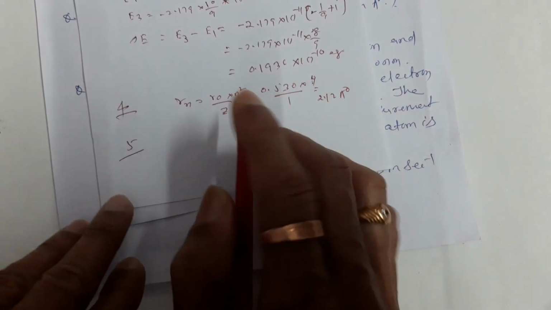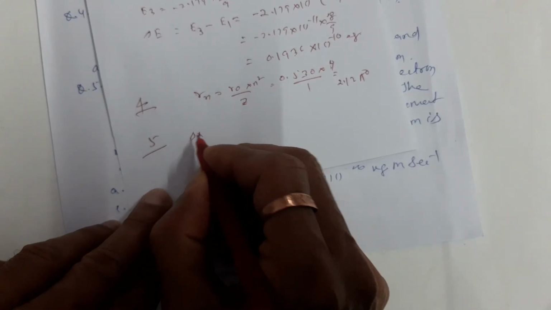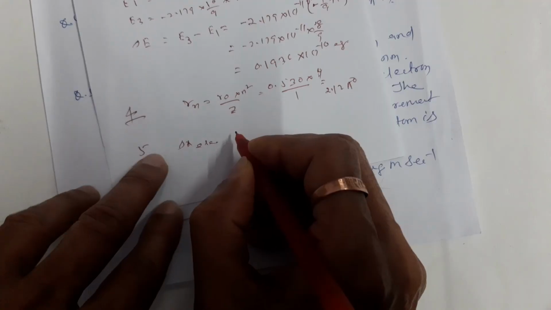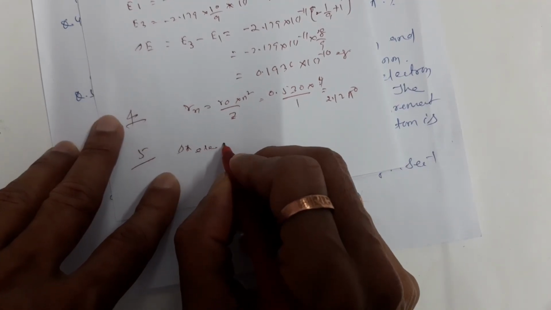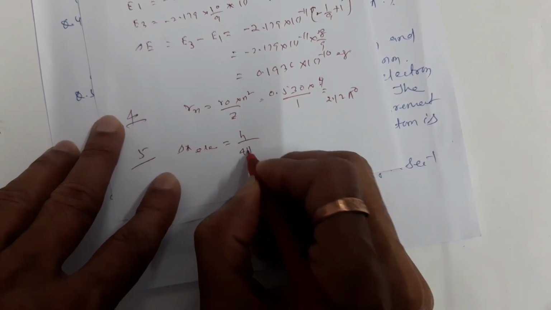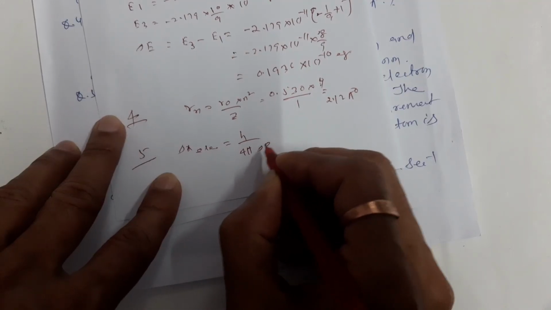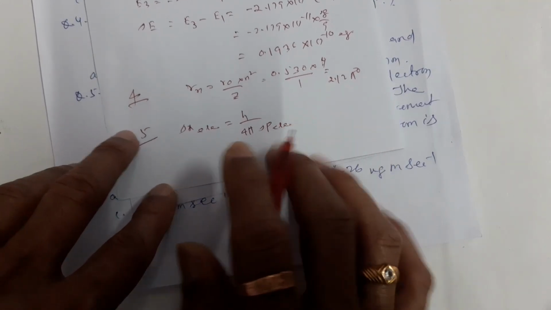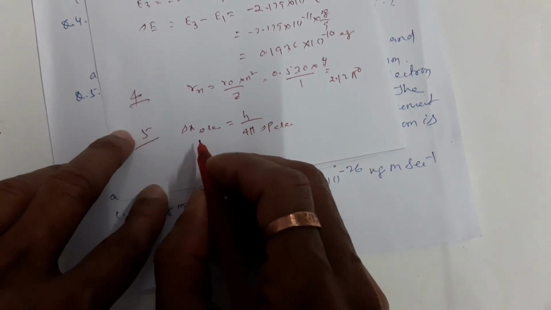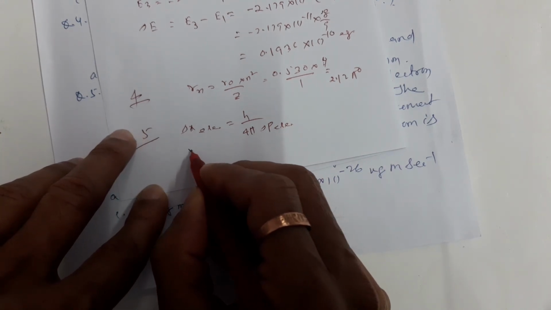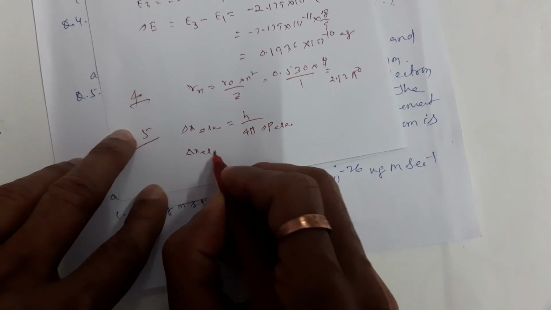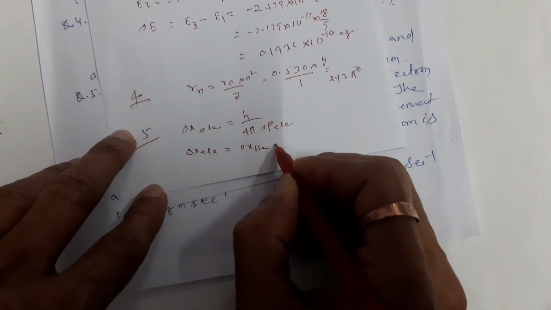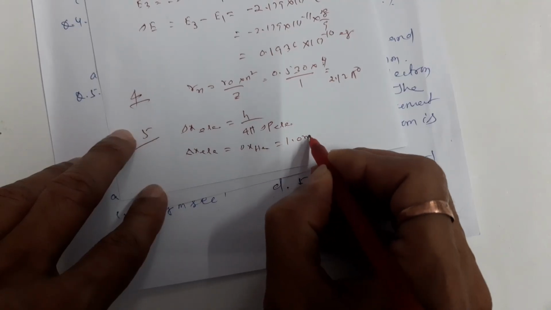You see, delta x of the electron times the uncertainty in momentum is equal to h by 4 pi, so delta x of the electron is h by 4 pi delta p of the electron. But delta x of the electron is equal to delta x of helium also, which is given as 1.0 nanometer.